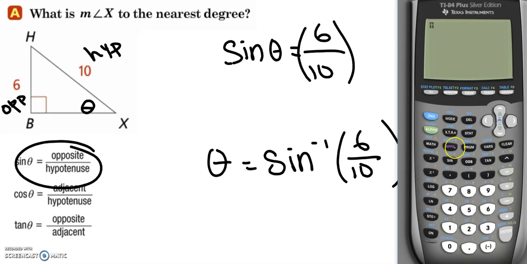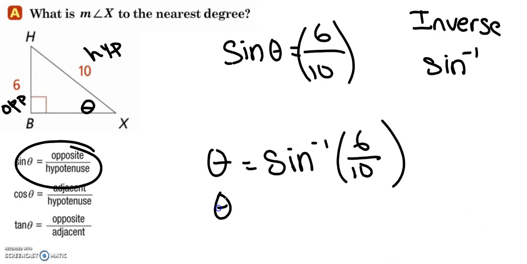So you have to hit second sine, and there you go, sine to the -1, and we have to put in what's in parentheses: 6 divided by 10, enter, and there you go. Nearest degree, so it wants the nearest whole number. So in this problem, theta is approximately 37 degrees. And obviously, if this is 37 degrees, we're all experts. These are complementary angles. So this must be, quick math, 53 degrees.